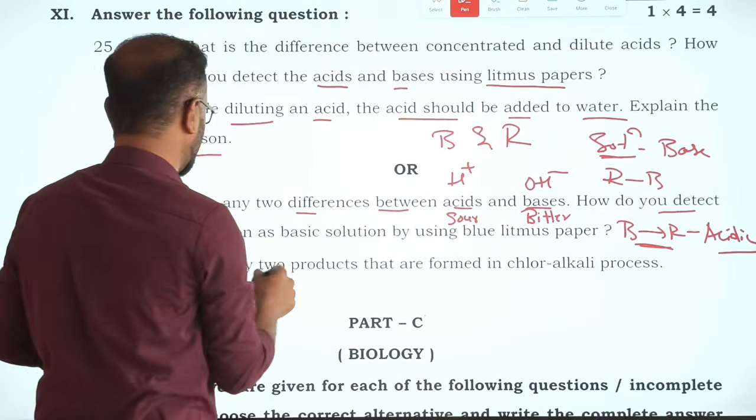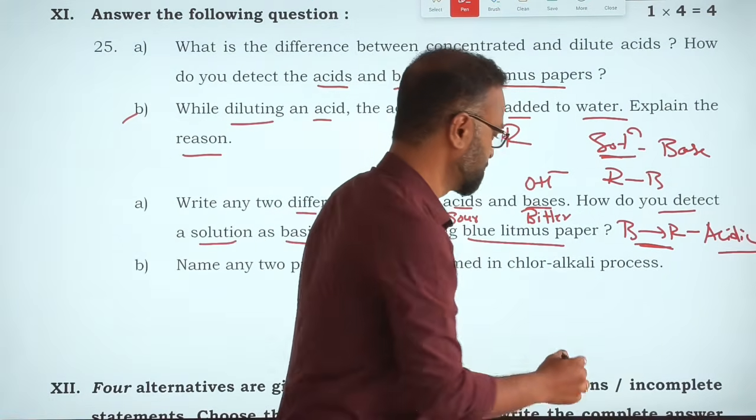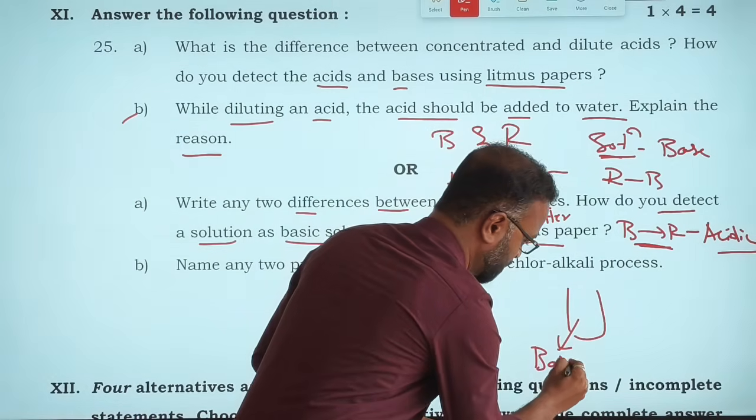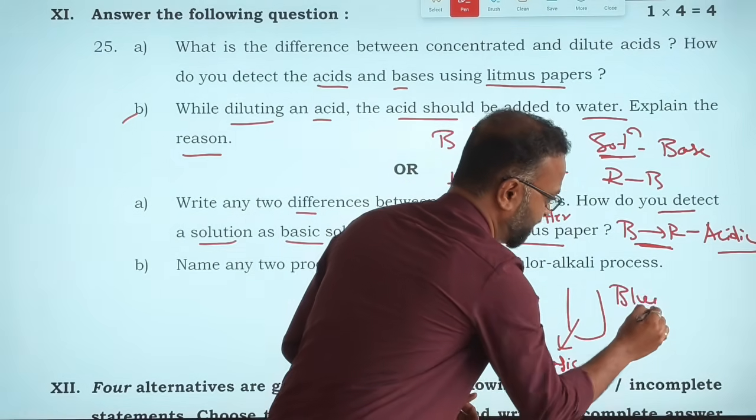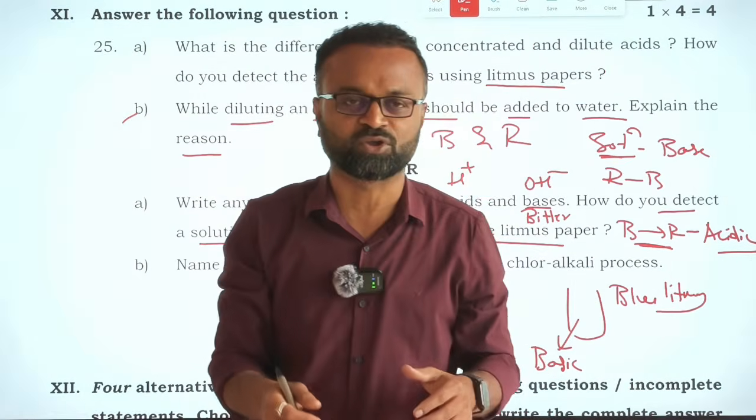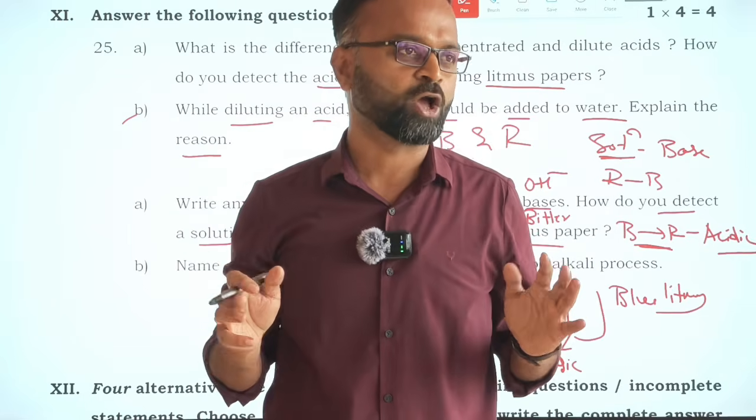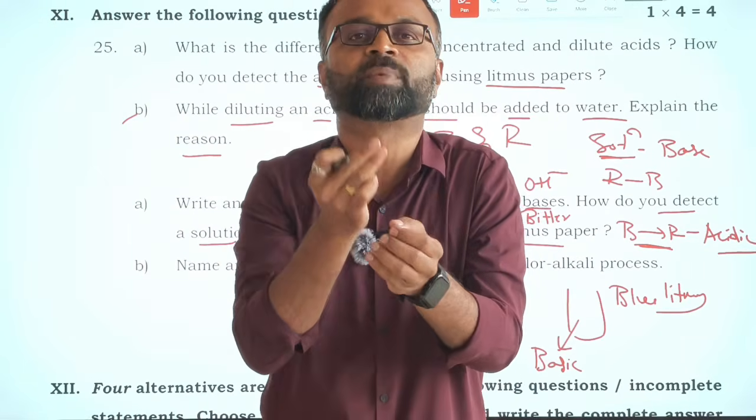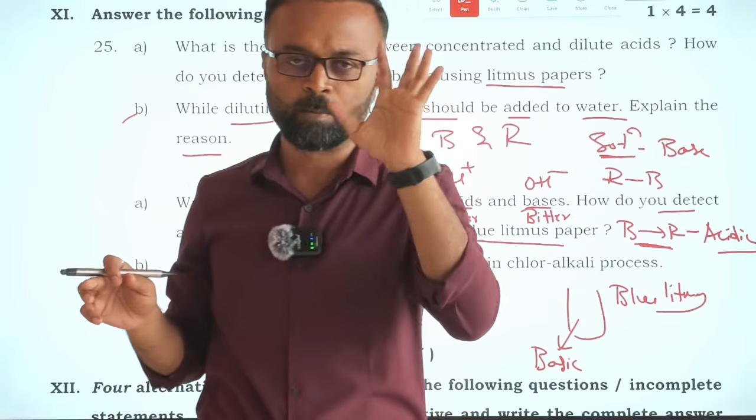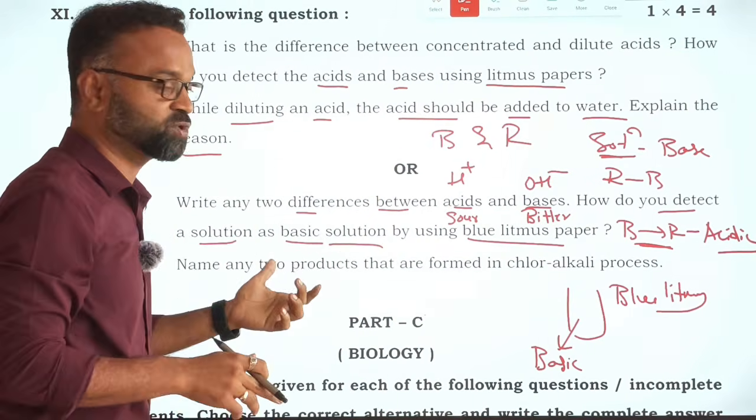How will you find a solution as a basic solution by using blue litmus? So this is a solution which is basic in nature, and they have given only the blue litmus paper and ask you to tell how you determine this is a basic solution. What we'll do, we'll dip the blue litmus paper, the color will not change, or the blue litmus might change a little bit to dark blue. Then we will tell this is the basic solution with the help of the blue litmus paper. Yes or no? It is not changing into red color. That's how you are supposed to write.